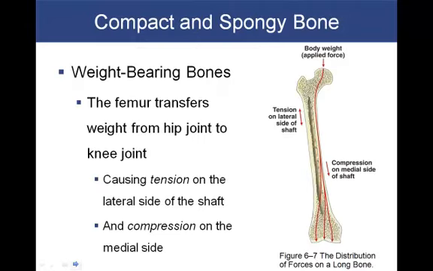So why do we have this relationship? Why not have solid compact bone throughout the entire structure? You can imagine that a solid bone would be a lot stronger than one that has this hollow central region. And the answer is simple. It would be too heavy to have a solid compact bone. So the medullary cavity and the spongy bone reduces the weight tremendously.